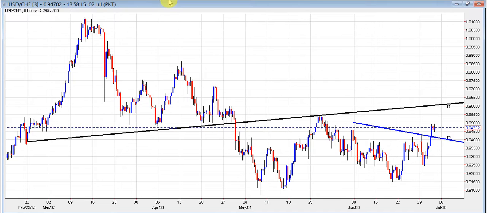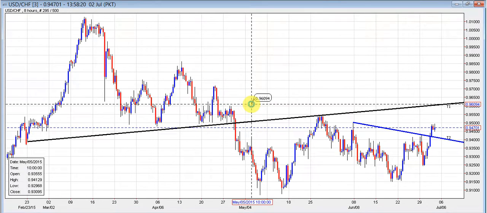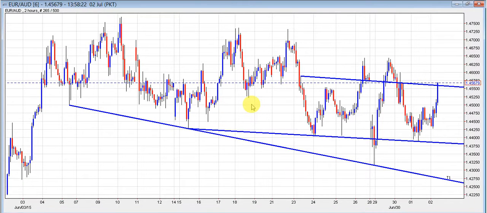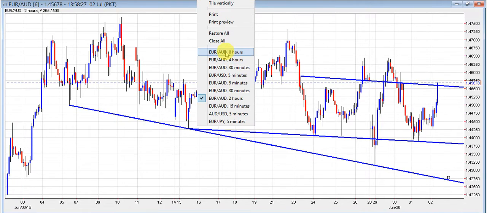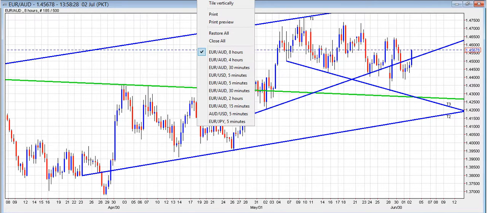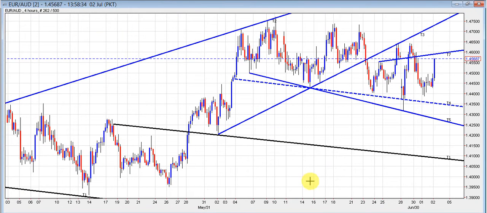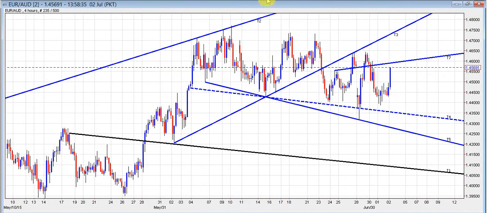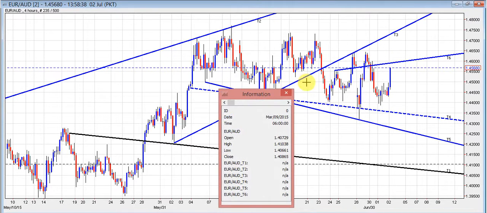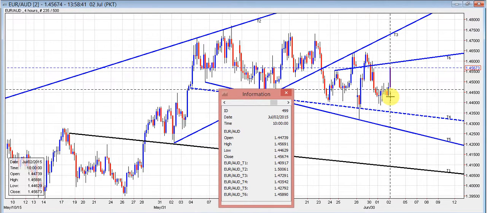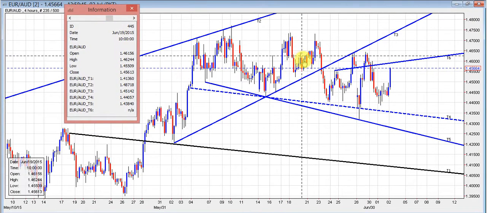So, what do we have on euro? Yeah, it looks quite messy. Alright, I'm looking into this view basically.